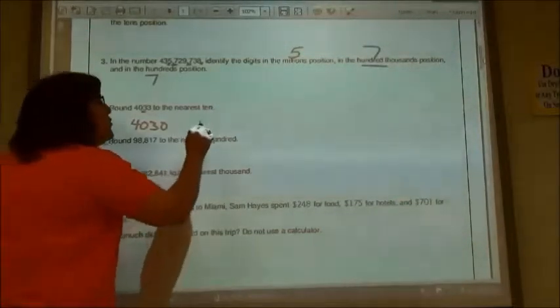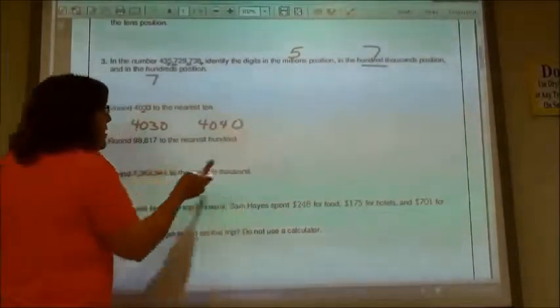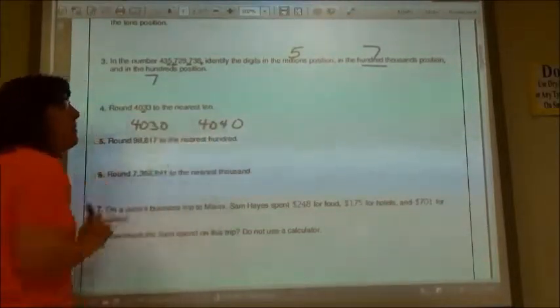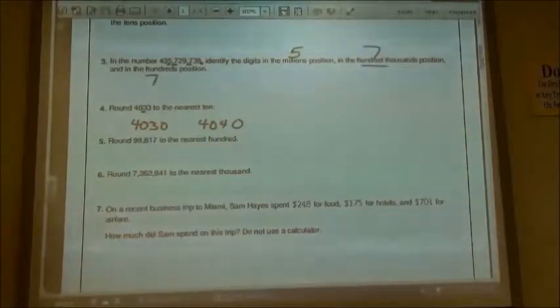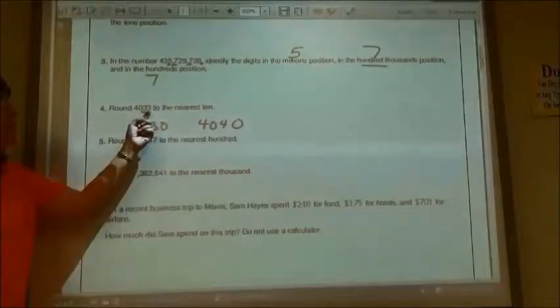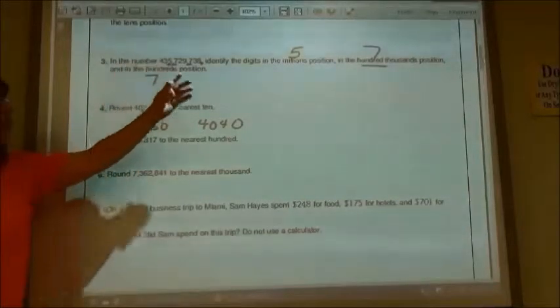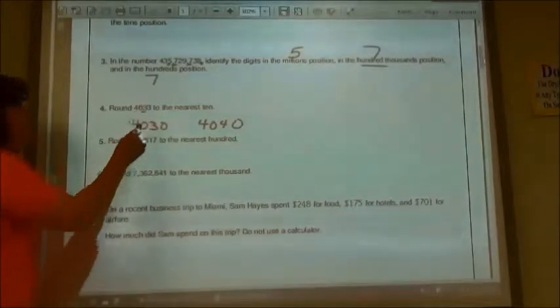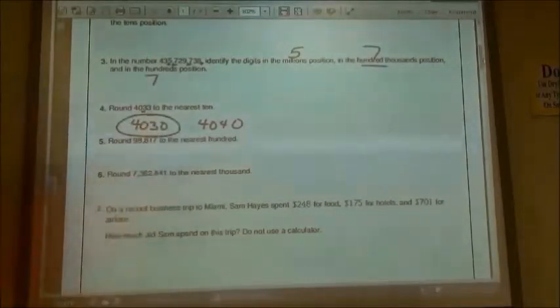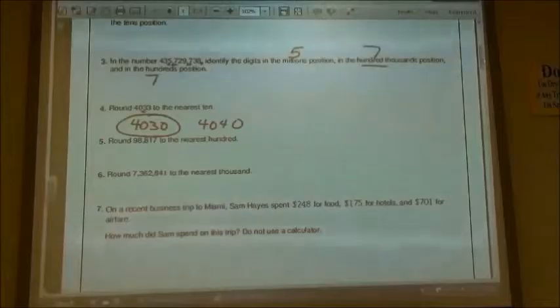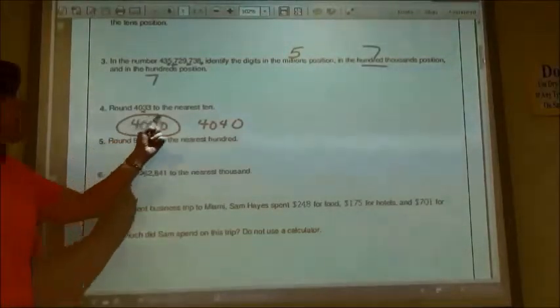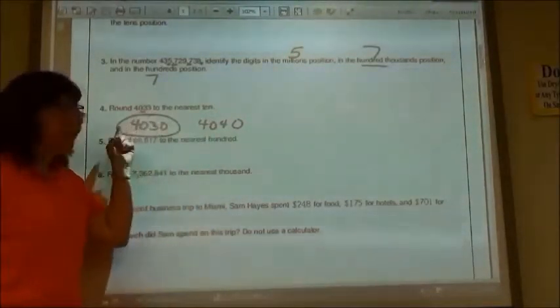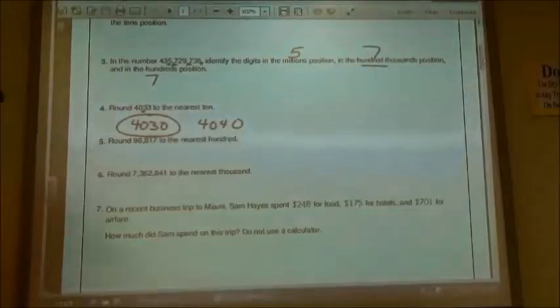So when I'm rounding, I'm trying to decide, does it say 4,030 or does it round up to the next 10, which would be 4,040, right? I'm rounding that number in the tens position up by 1. In order to decide, we look at the number after the tens position. If it's 5 or higher, we round it up. If it's 4 or less, we leave it alone. Since this is a 3, which is 4 or less, we leave it at 4,030. So 4,033 is between these two values, but it's closest to 4,030.